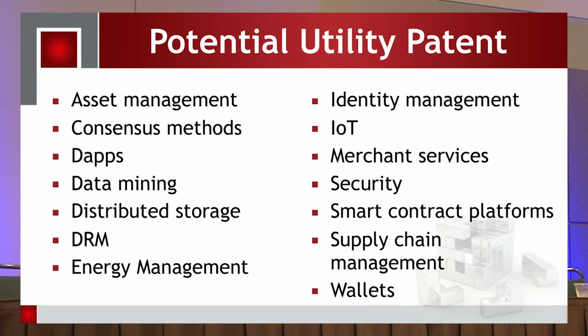And so just to give a few examples, if you think about what's potentially patentable as a utility patent, here's just a couple of examples of areas where patents may be secured. And it's pretty broad. It includes things like asset management, decentralized apps. Certainly security is a very popular space right now for filing patents in blockchain. If you have some interesting technology around wallets, that could be something. If you have interesting technology around merchant services, all of these things are potential grounds to file patents.